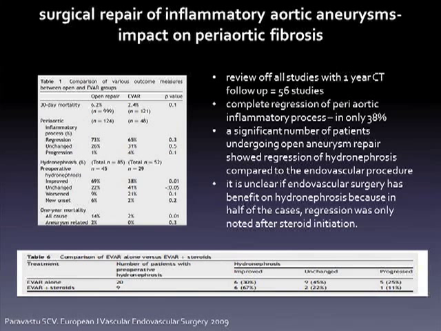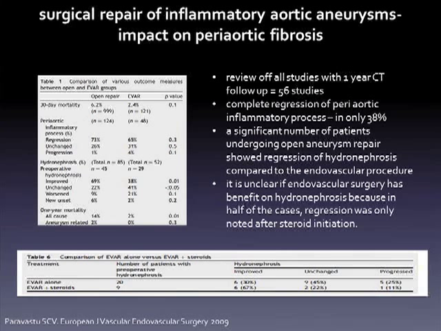Well, there are several analyses of studies, and I only chose to put up one for the sake of time. This is from 2009, and looked at 56 studies that had a 1-year follow-up by CT. These are patients who all had inflammatory abdominal aortic aneurysm. Some went for open repair and some for endovascular grafting. And what we see here is that the periaortic inflammatory process regressed in 73% with open repair and 65% of those who underwent a graft.